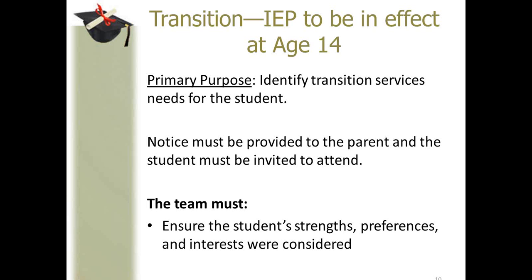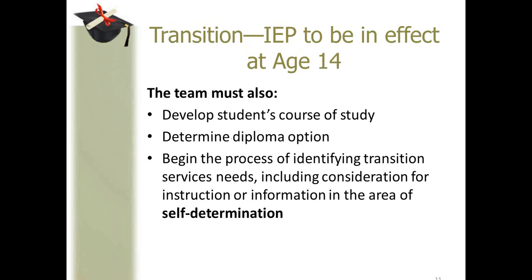Beginning with the IEP to be in effect at age 14, the primary purpose of the meeting is to identify the transition services needs for the student. A notice must be provided to the parent and the student must be invited to attend. The team must ensure that the student's strengths, preferences, and interests are considered. If a student does not attend the IEP meeting at age 14, there must be documentation of other steps that were taken to ensure the student's strengths, preferences, and interests were considered.